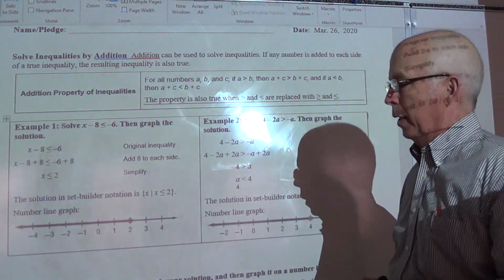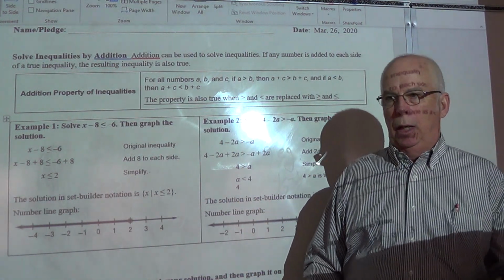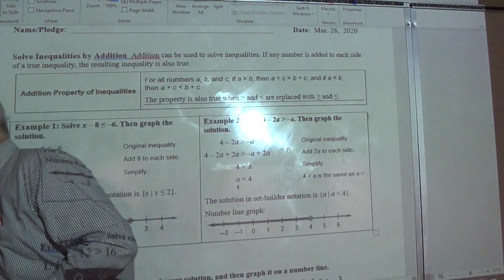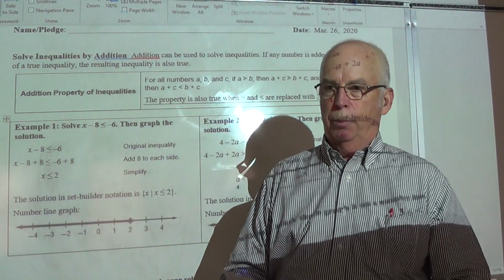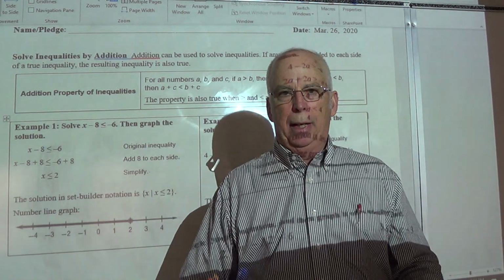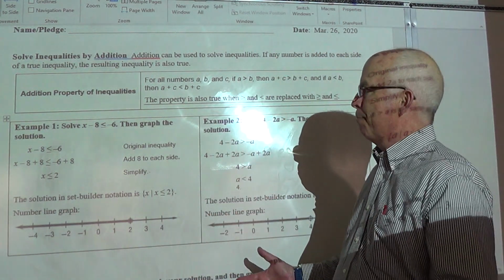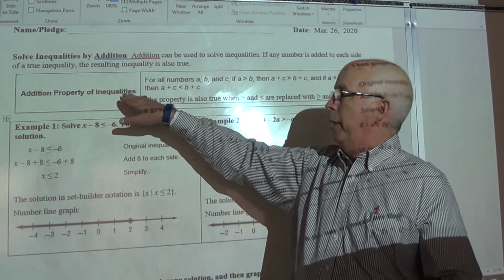If you haven't already done so, you may want to stop or pause this and go ahead and print out, which is attached to your assignments page, section 5.1, problem set number 1. We're going to be solving inequalities by addition and subtraction. We're going to use a property that you're already familiar with. It's called the addition property of inequalities.